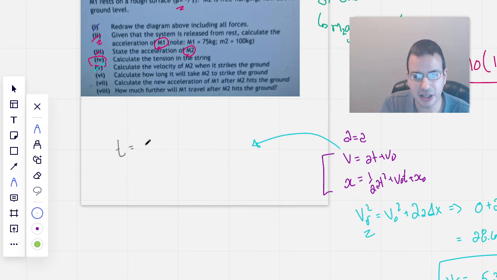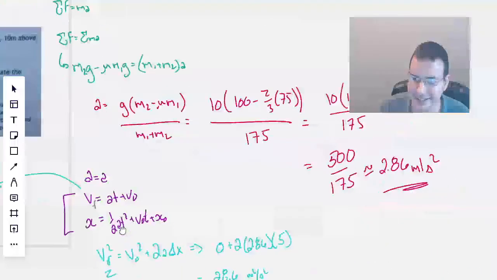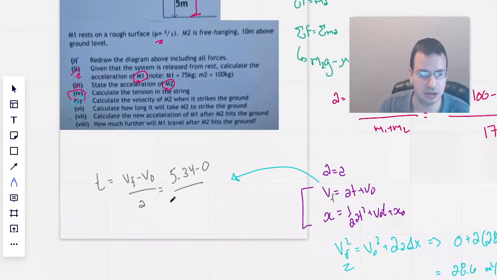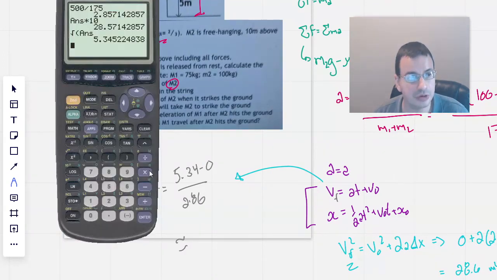t equals v final minus v initial, all over acceleration. V final we know is 5.34. V initial is 0 because it starts at rest. And our acceleration is 2.86. So we get 5.34 over 2.86, which is something like 2 seconds.